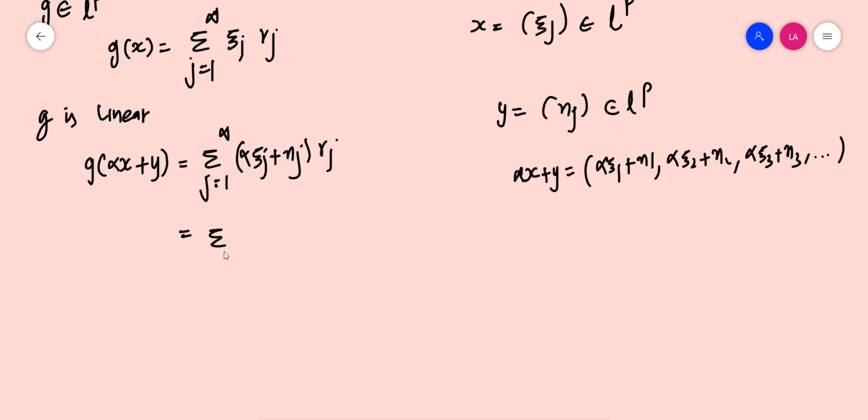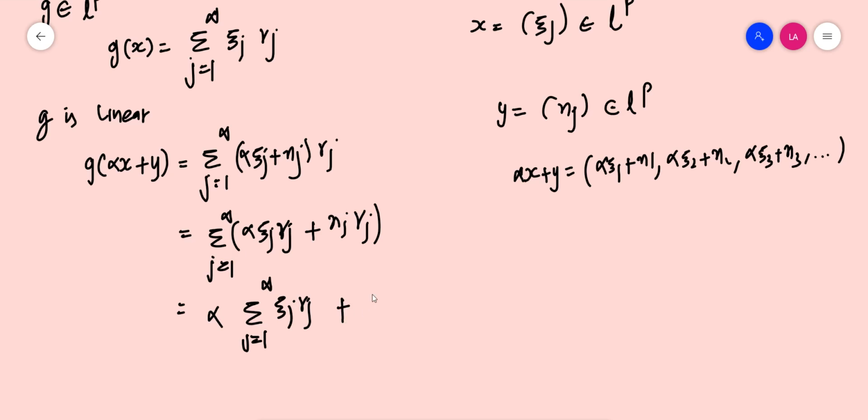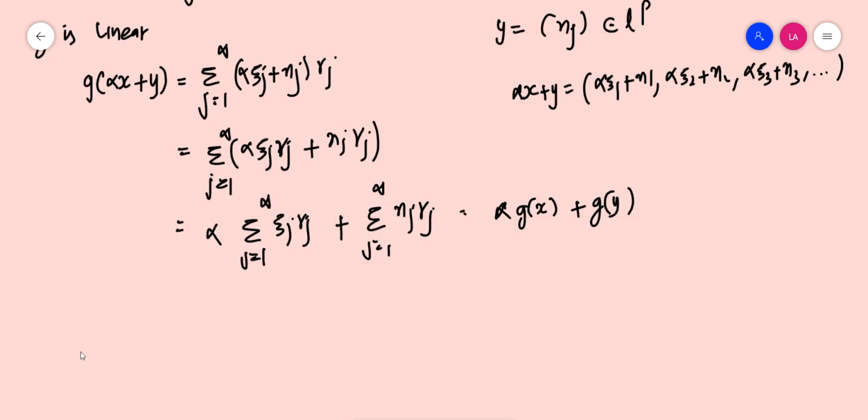This can be written as the summation over j from 1 to infinity of alpha theta j gamma j plus eta j gamma j. Now we can split this up: alpha times the summation of theta j gamma j, plus the summation of eta j gamma j. The first part is g of x, the second part is g of y. So this is alpha times g of x plus g of y. So clearly g is linear. Okay. Now we have to prove that g is bounded as well.